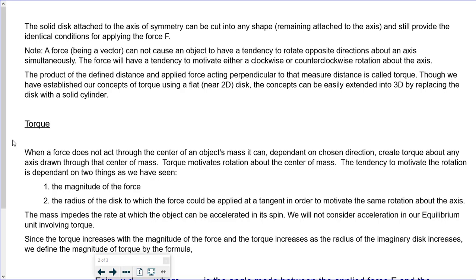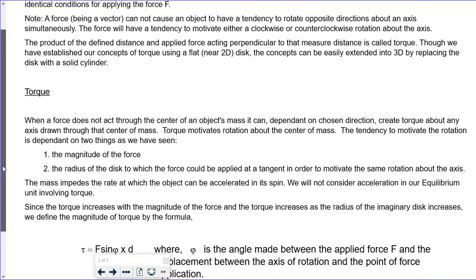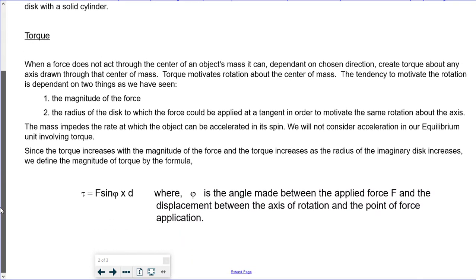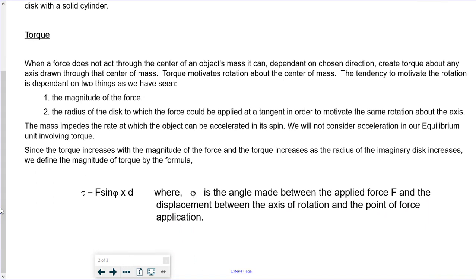The tendency to motivate the rotation is dependent on two things, as we have seen. One, the magnitude of the force, and two, the radius of the disk to which the force could be applied at a tangent in order to motivate the same rotation about the axis. The mass impedes the rate at which the object can be accelerated in its spin. We will not consider acceleration in our equilibrium unit involving torque.